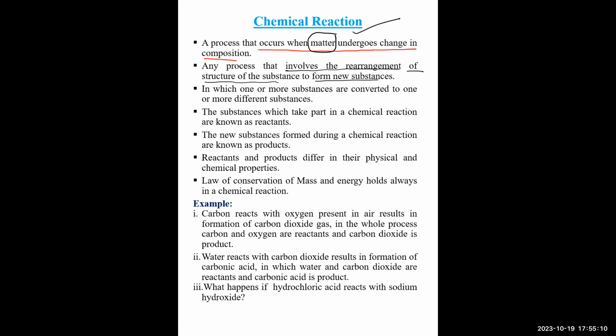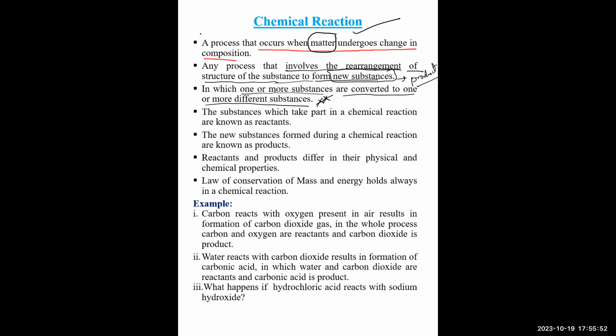A chemical reaction is a process that involves the rearrangement of the structure of the substance. First of all, we'll be discussing structure also anyway. The structure of the substance to form a new substance. New substance means we are talking about the product. Whenever two different matters are combined together, you are going to get a new substance. That new substance is the product. The product will be the final stage of combining two different matters. So in a chemical reaction, one or more substances are converted to one or more different substances, that is what we call a chemical reaction.